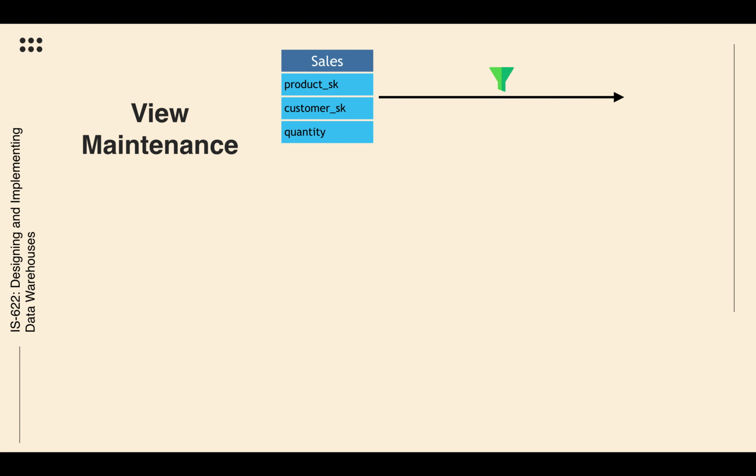So view maintenance typically, without the details, looks like this. Suppose you have a sales table. A sales table has 3 columns: product key, customer key, and the quantity, which is our fact table. Remember, sales is a fact table. And then suppose we want to create a view from this fact table. We have to name a view because we are storing that view in the database. So let's say we name the view top products.